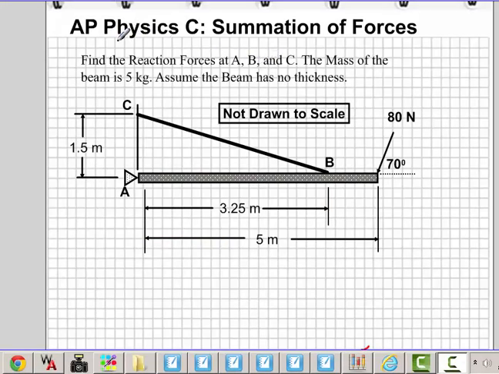This one is on a cantilevered beam. I'm going to do the summation of forces. I want to find out what the reaction is going to be at A. I also want to find out what the tension is going to be in CB.